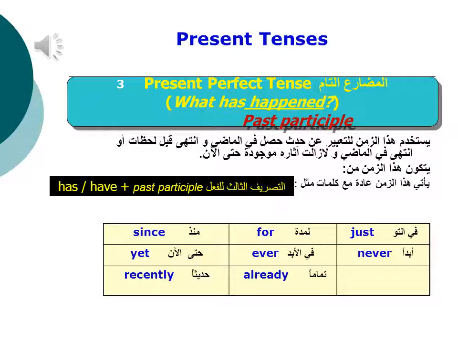Now there are words that are often used here. Words like yet, so far, ever, for, or since. Now the table below shows you some other words that are normally used with this tense. Words like since, for, just, yet, ever, never, recently, already.